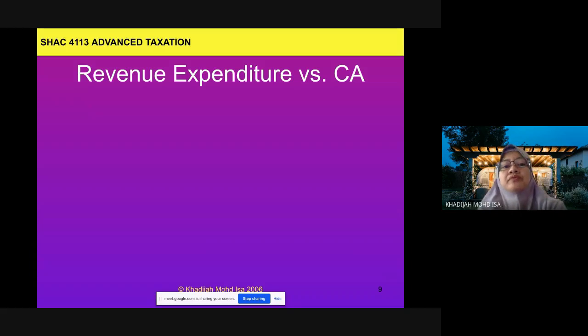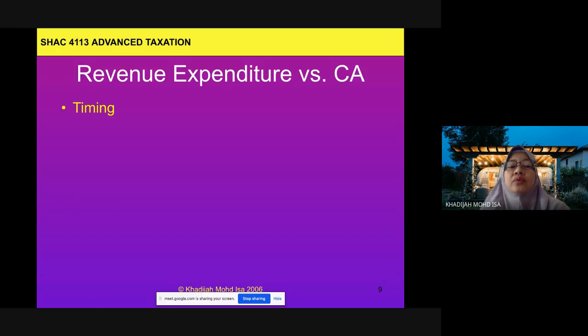So for tax planning, you should know the implication when an expenditure is treated as a revenue expenditure rather than a capital expenditure. For example, you compare lease rental, where you purchase an asset, for example, a machine. The option is you want to go for lease rental, or you want to go for hire purchase, or even a term loan.